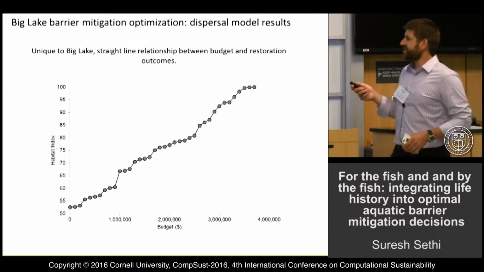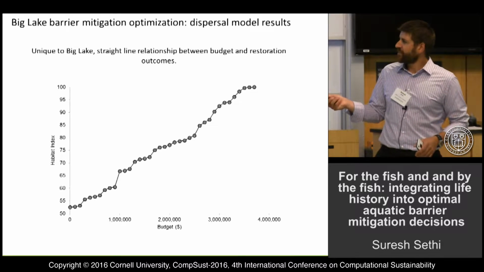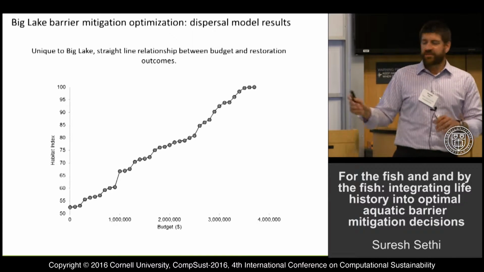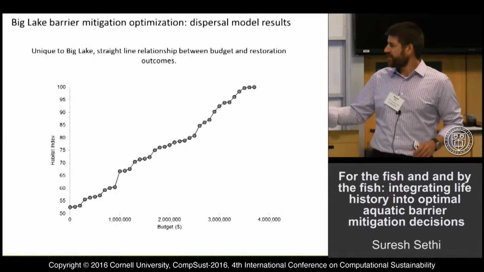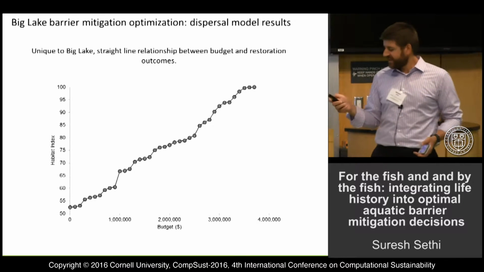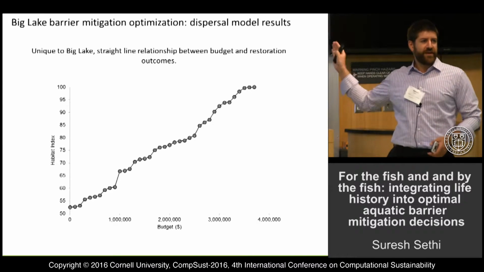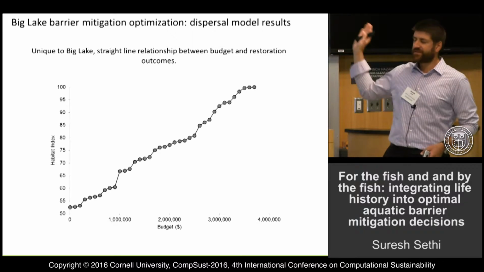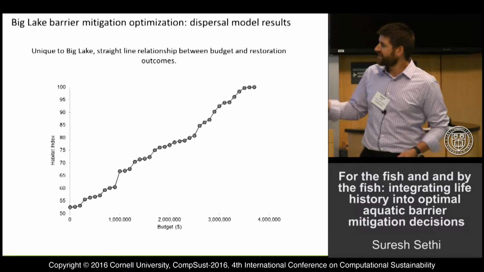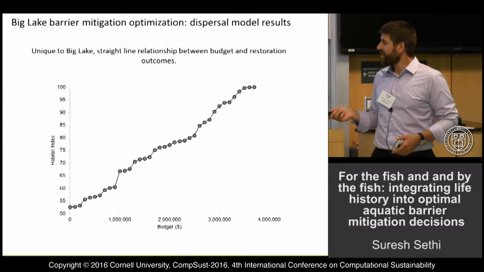And here's we just got these preliminary results last Friday. This is the optimal objective outcome from different culvert solutions, where each dot represents a different budget constraint. One thing to note about this, which was kind of unique to Big Lake, was that this is a linear solution curve here. Basically, the marginal benefit of spending more money is constant across all the different solutions. Usually what you see is this declining marginal benefit, and so there's something different about Big Lake.